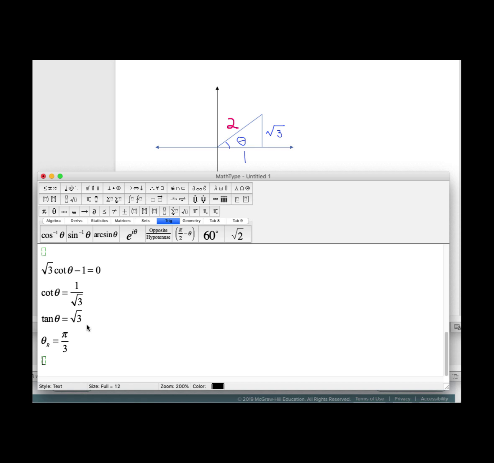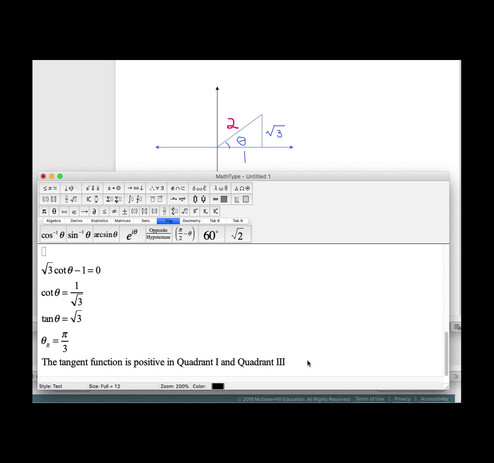Since our value is root 3, we have to ask ourselves, where is the tangent function positive? Root 3 is positive, so the tangent of theta is root 3. Well, the tangent is positive where the x and y have the same sign. In the first quadrant, x and y are both positive, so the tangent will be positive. In the third quadrant, x and y are both negative, so the tangent will be positive as well. So we have the tangent function is positive in quadrant 1 and in quadrant 3.